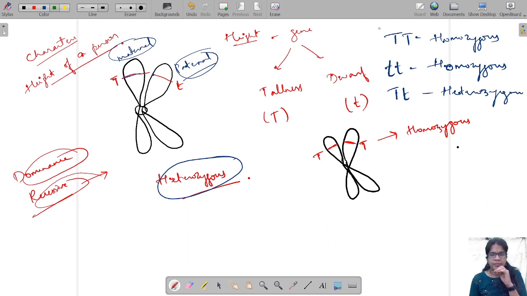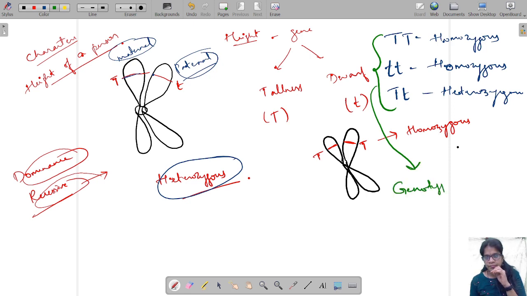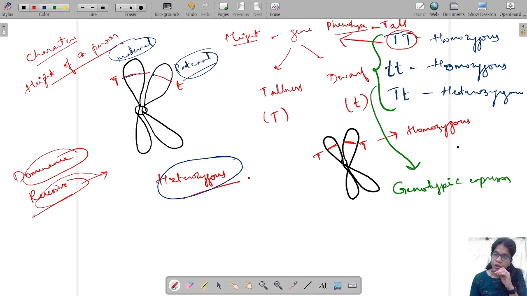Okay, these three are the genotypic expression, right? If I'm talking about the phenotype, this is tall. These people are tall because they have two copies of your dominant gene, and these people are dwarf. Phenotypically they are dwarf because they have two copies of the recessive gene, and these are T and t, these are the heterozygous, but this is the dominant one in the heterozygous part.